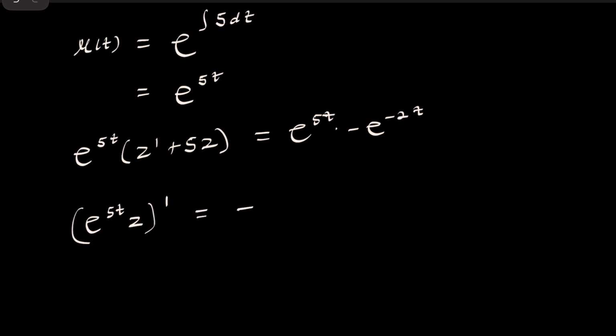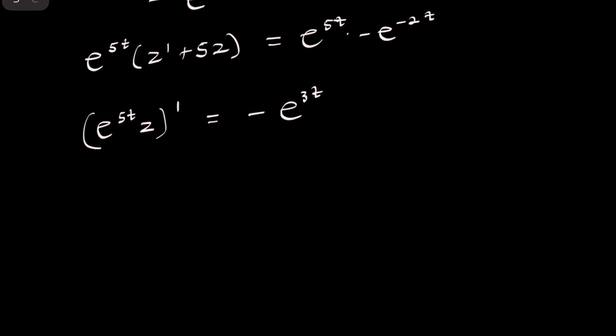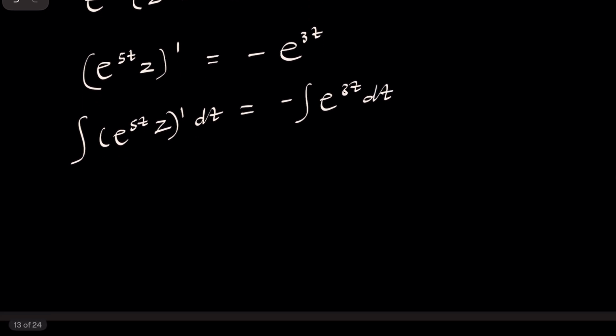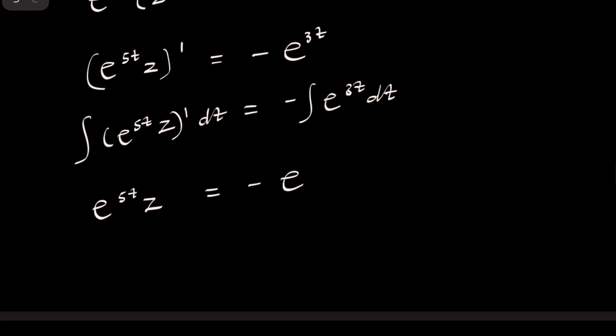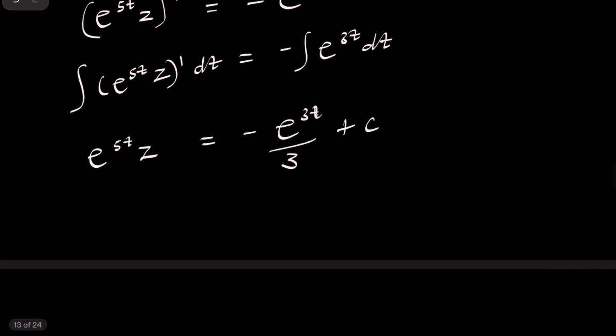Is equal to minus e. So here we have indices of the same base, and when they are multiplying, we add the exponents, right? So that's 5t minus 2t, which gives us 3t. So here will be e to the 3t. We now integrate both sides with respect to t. So that will be the integral of e to the 5t z prime dt is equal to, we factor the minus out, and then the integral of e to the 3t dt. So we are going to have e to the 5t z is equal to minus e to the 3t over 3 plus the constant of integration c.